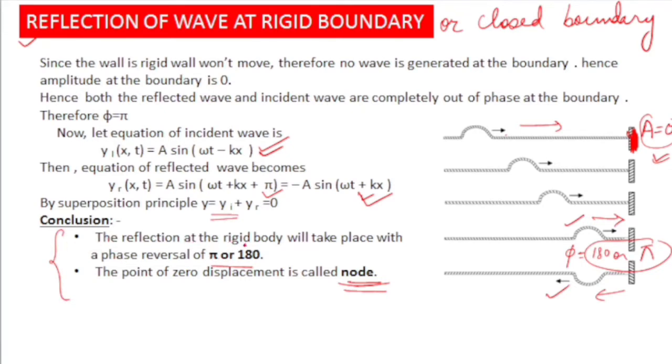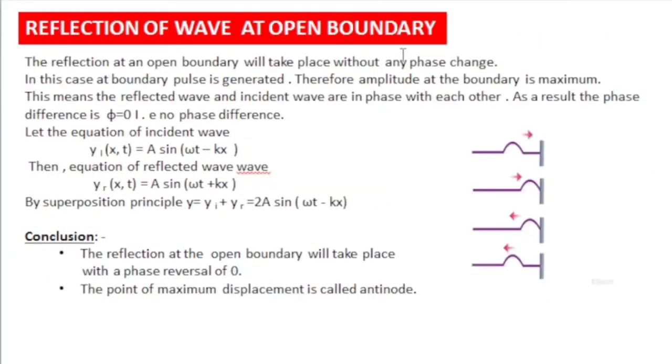First point is that reflection at the rigid wall takes place with a phase reversal of pi, or 180 degrees. This one is the wall, right? And the point of zero displacement at the rigid or fixed wall is called a node. After this, next one is reflection of waves at an open boundary.